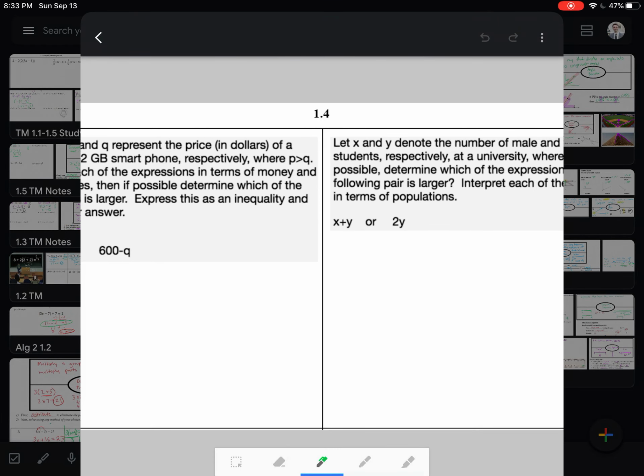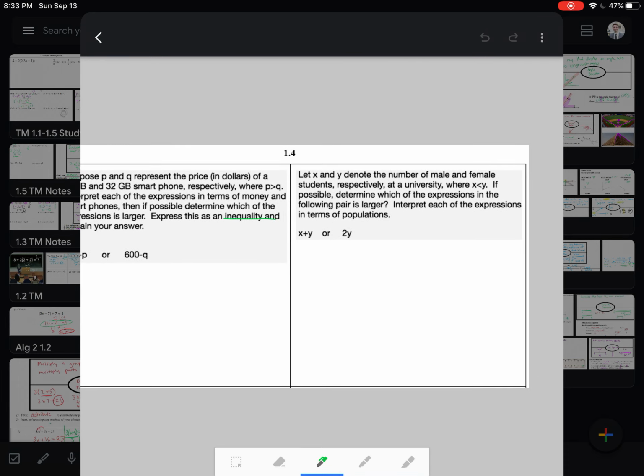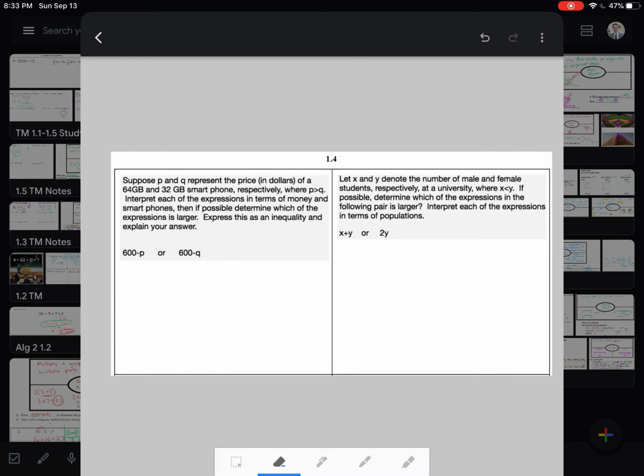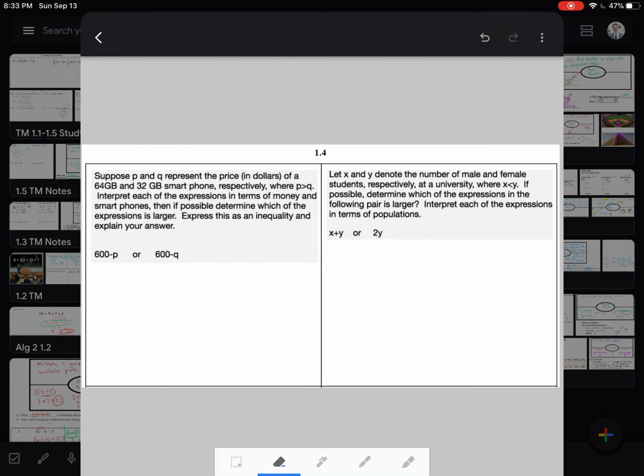Next, I would say probably close to, if not the most challenging skill you're going to see on the test that we're doing here is looking through these word problems comparing expressions. So let's go ahead and take a look at number 1. I got my highlighter out to annotate because it's going to be a hard question. So P and Q are the variables. They represent price of a 64 gig and 32 gig smartphone, respectively.